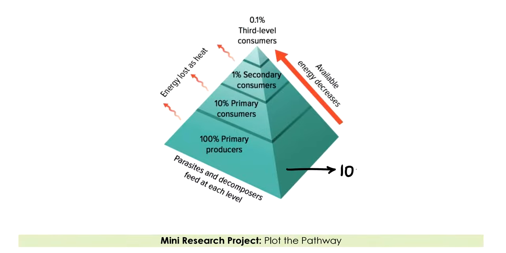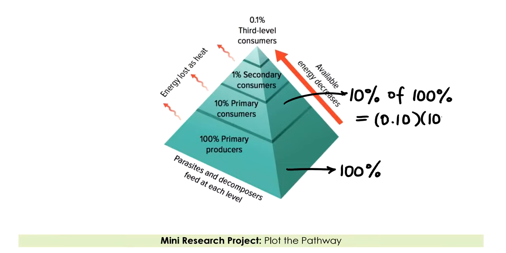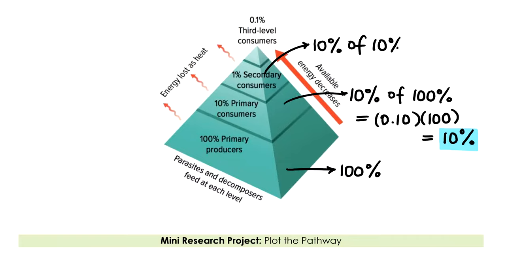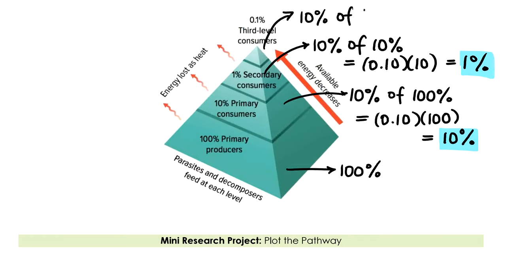Primary producers have access to 100% of the energy they create via photosynthesis. First level consumers get access to 10% of that energy, or 10% of 100%, which can be computed as 0.10 times 100%, or 10% in total. Second level consumers have access to 10% of the previous portion of energy, which is 10% of 10%, or 0.10 times 10%, which is 1%. And third level consumers have access to 10% of 1%, which is 0.1%.